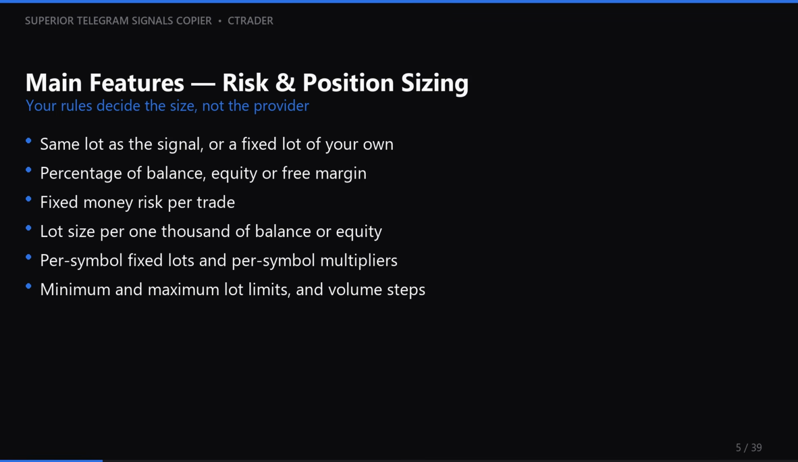Next, risk and position sizing. This is the part that protects your account, so it is worth understanding. You can copy the same lot size the signal states, or ignore it completely and use a fixed lot of your own. You can size by a percentage of balance, equity, or free margin, or by a fixed money amount you are willing to risk on each trade. There is also lot size per 1000 of balance, per symbol fixed lots, per symbol multipliers, and minimum and maximum limits, so a single signal can never open something far larger than you intended.